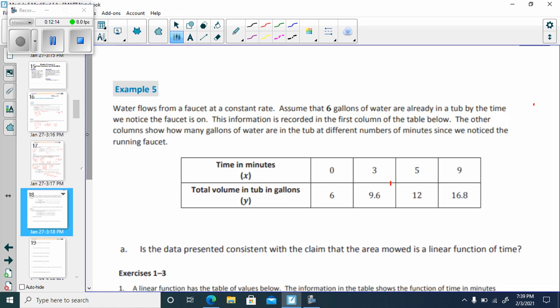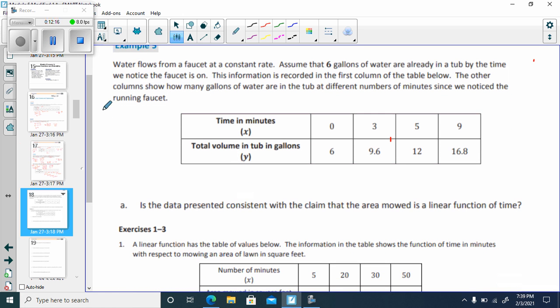Now, we're still talking about water flowing from a faucet. So now we've got water flowing from our faucet into a tub.